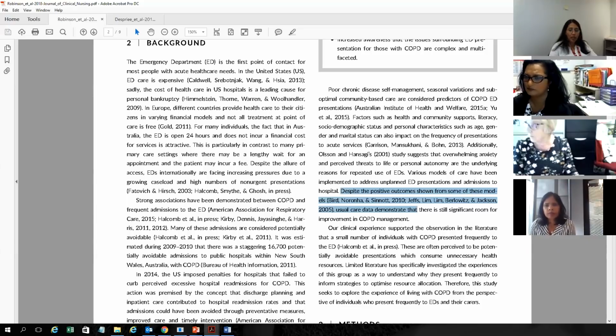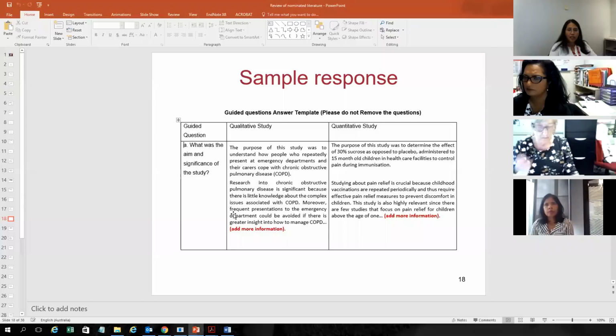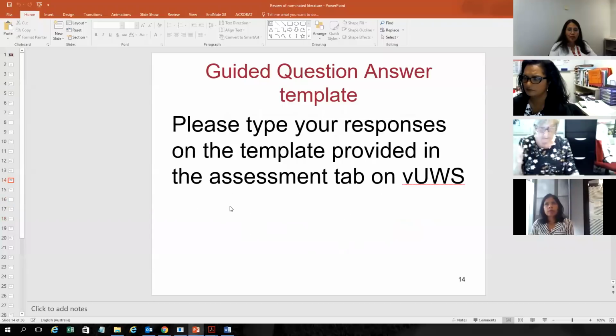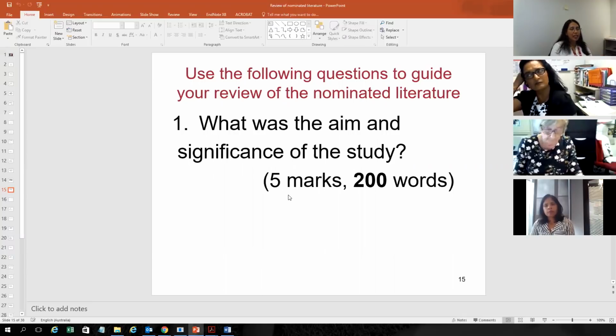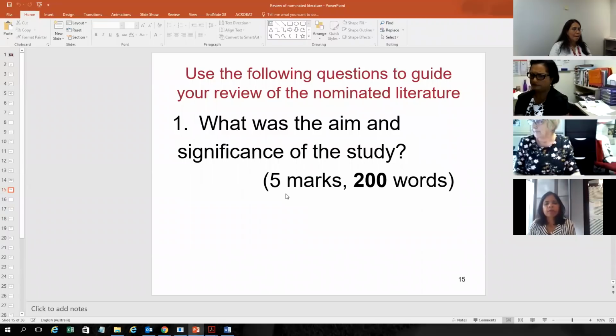Okay, for question 1, let's go back. What's the aim and significance of the study? You don't need any other sources to be included at all. For the aim, you reference the two articles, and that's it. The answer is in the two articles, so you don't need extra sources as supporting literature. Did you get that, Faiza? All right.